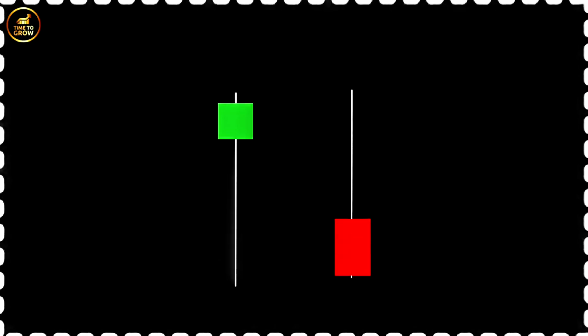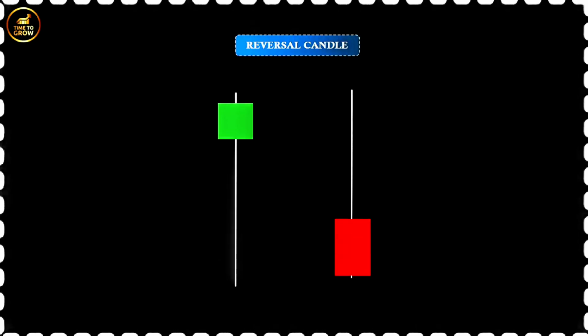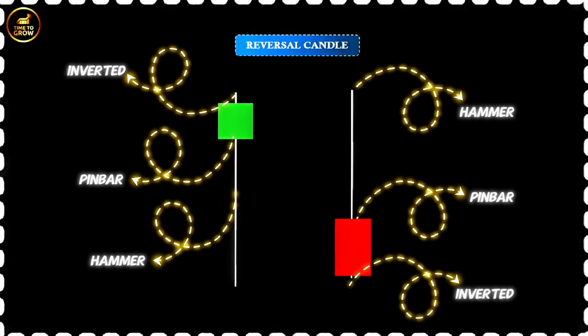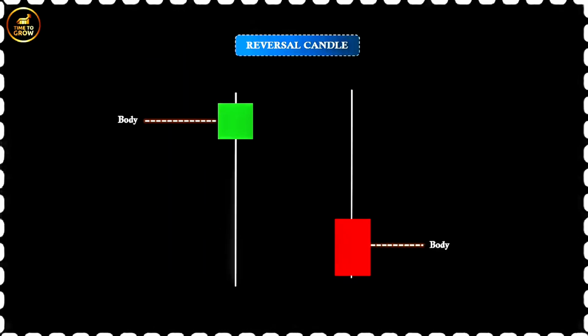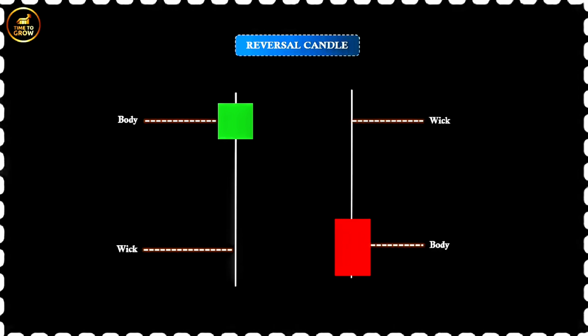Now let's understand the next candle type, reversal candles, long wick rejection candles. Many traders call them hammer candles, pin bars, or inverted candles. These candles have very large wicks compared to their body, showing a strong rejection from a level.